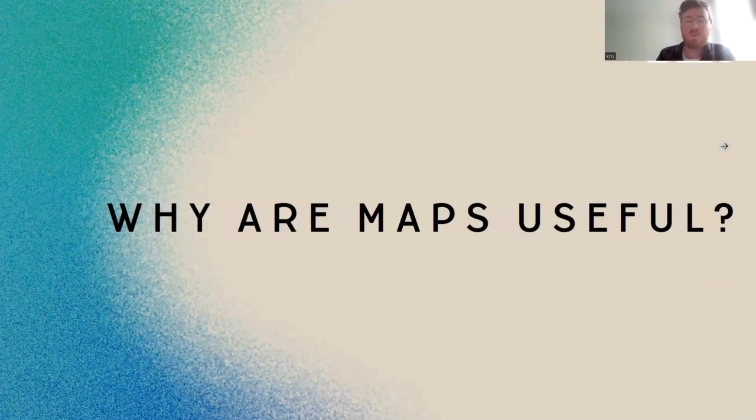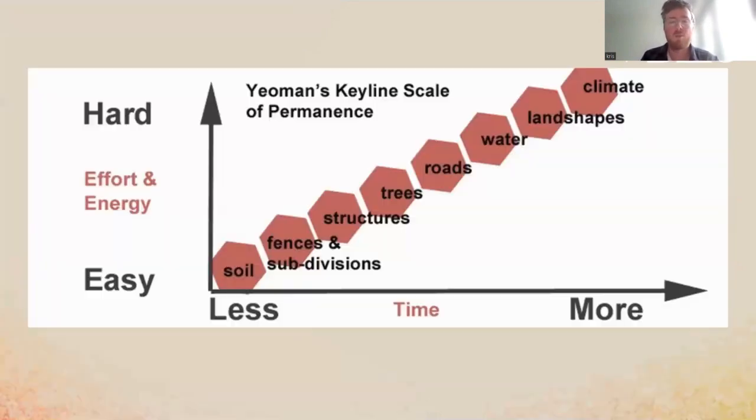Cool. So let's have a think about why maps are useful. One of the places I like to start with this is to think about the Yeomans Keyline Scale of Permanence, thinking specifically about regenerative land design.